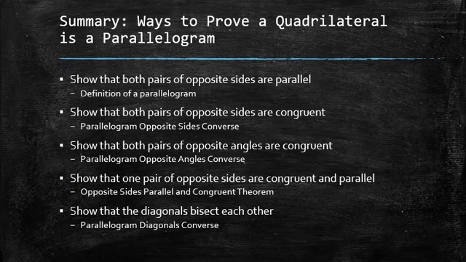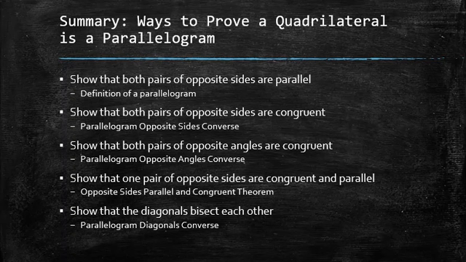At the end of this part, you will be equipped with at least 5 different ways to prove a quadrilateral is a parallelogram, as listed here. The first one is to show that both pairs of opposite sides are parallel. This is the definition of a parallelogram.